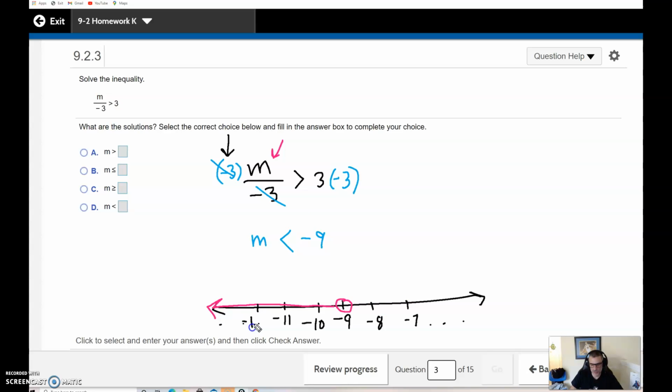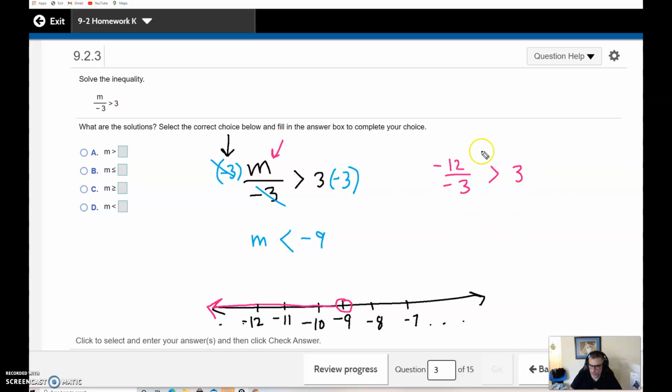And the reason I'm doing that is just because negative 12 is divisible by negative 3. It would still hold true for negative 11 and negative 10. We would just have a decimal or a fraction. All right, so now I'm going to plug negative 12 in for m. So I do negative 12 divided by negative 3 is greater than 3.